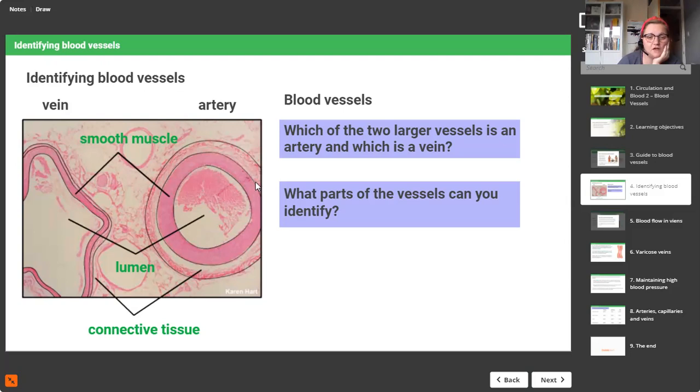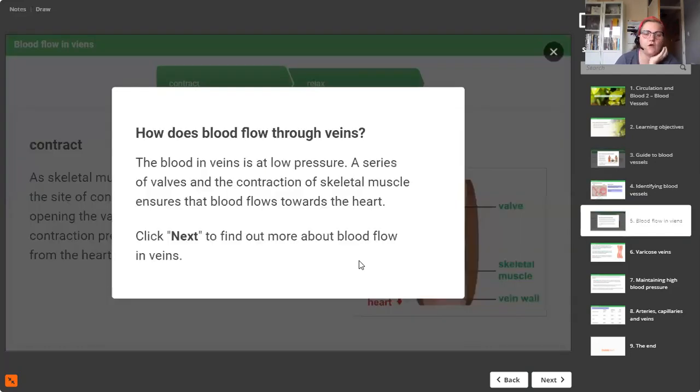Smooth muscle is a lot larger in the artery than the vein, and the connective tissue is different as well. So how does blood actually flow through our veins? Let's have a quick look at that.